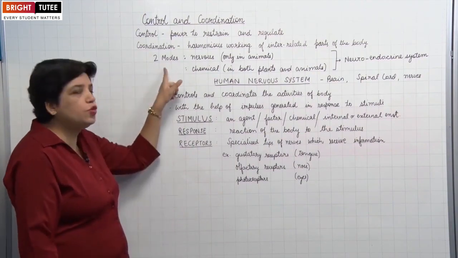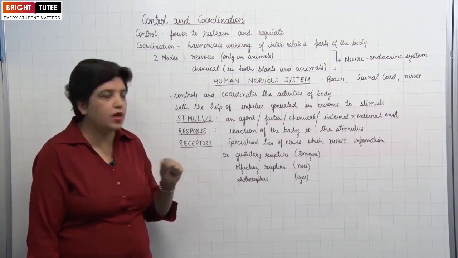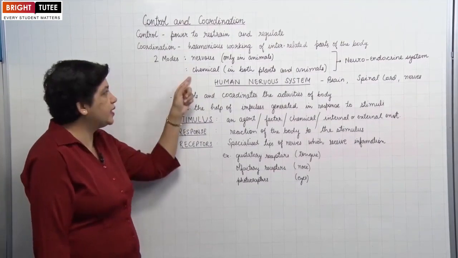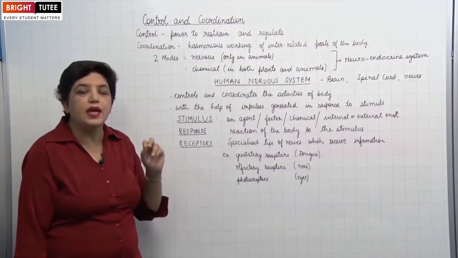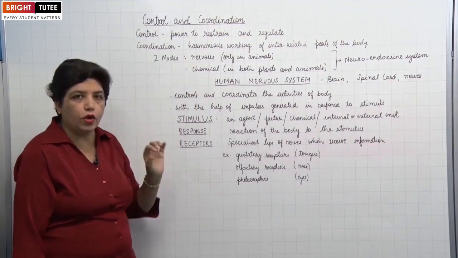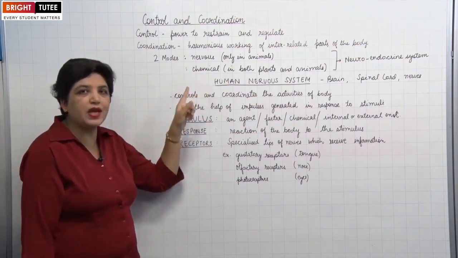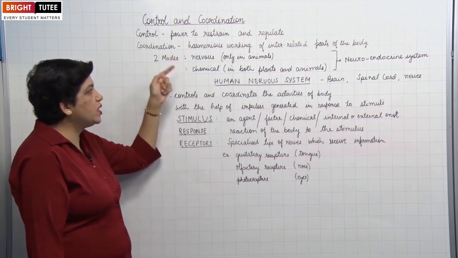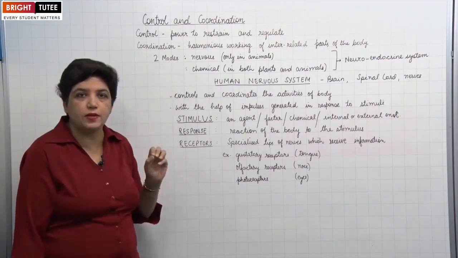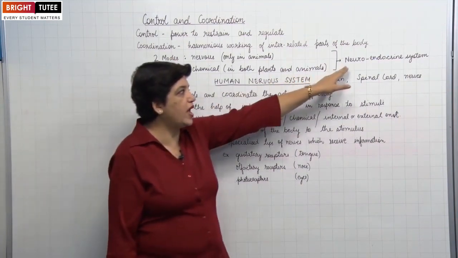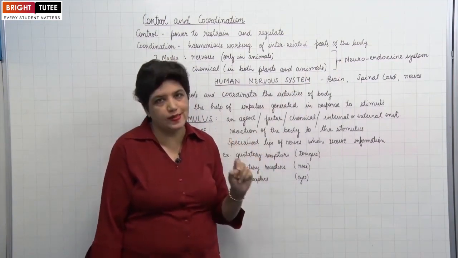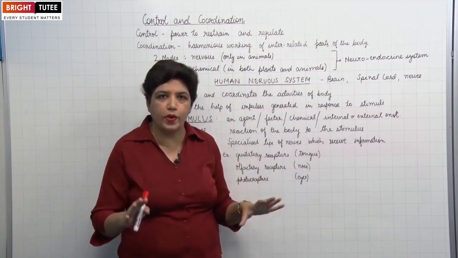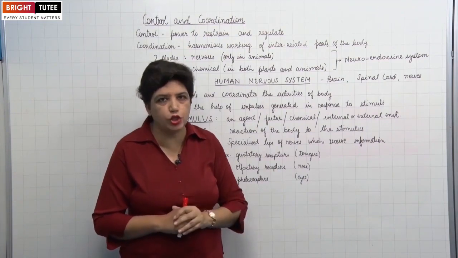Now, there are two modes of control and coordination. One is nervous and another is chemical. In plants, the nervous system is not present. They have only chemical control and coordination. While in animals, both nervous and chemical control are present. Together, it is known as the neuroendocrine system. So we'll study all this in detail under this chapter.